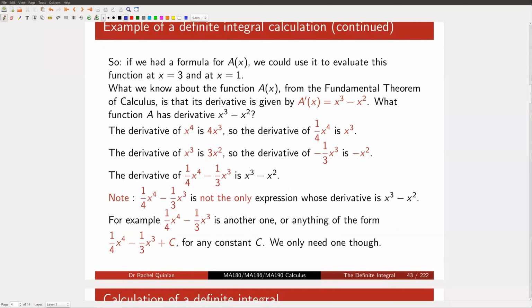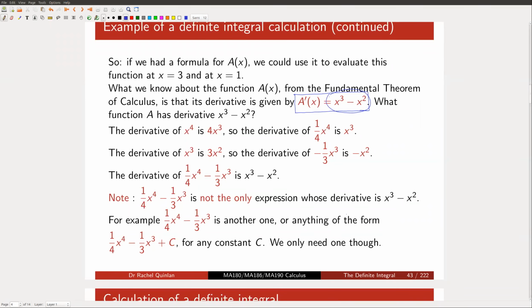What we know about the function A of x from the fundamental theorem is that its derivative at a point x is just what we would get by plugging x instead of t into t cubed minus t squared. So it's just the height of the graph of f above the x-axis at the point x. So we know that A dash of x is x cubed minus x squared. The derivative of A is x cubed minus x squared, and that's the part where we're really applying the fundamental theorem.